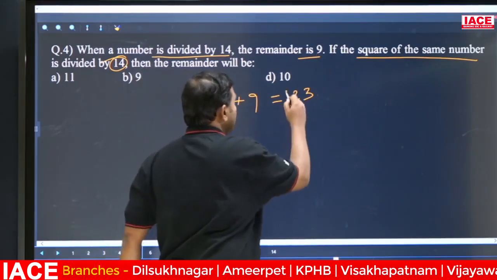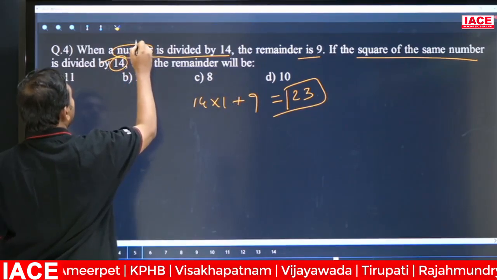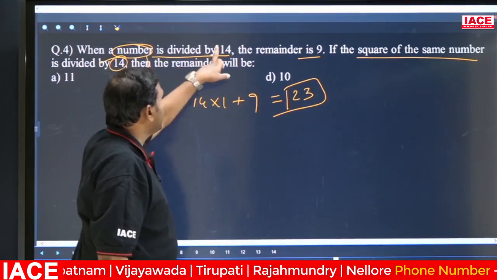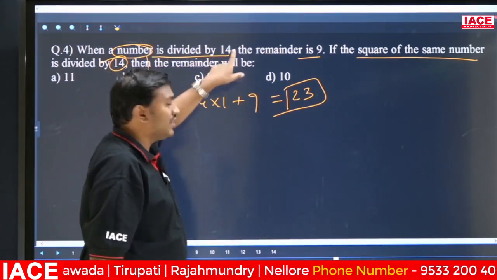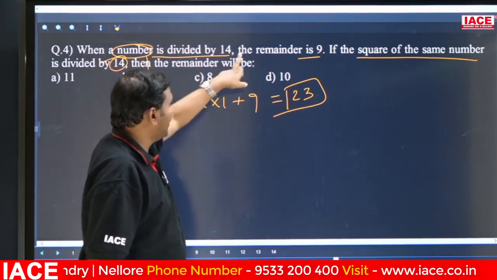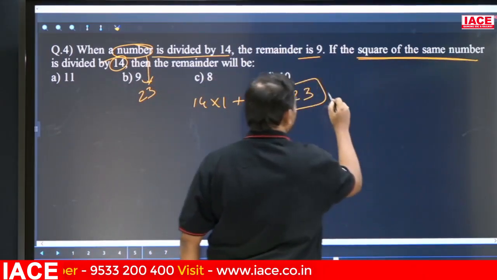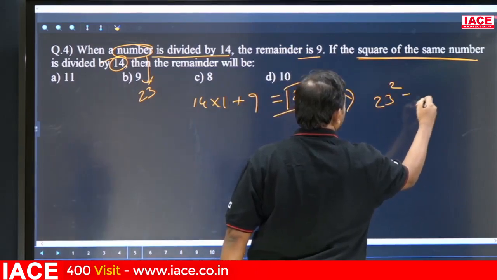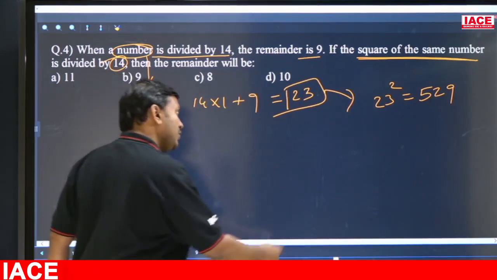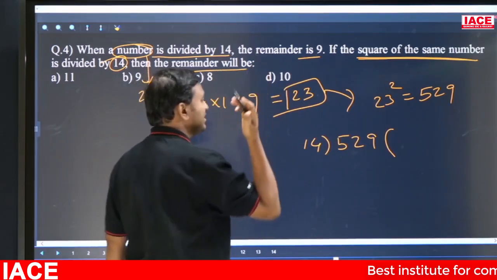So now we are getting the number. One number we are getting: 23. If 23 is divided by 14, the remainder is 9, or not? Then, what is the square of the same number? 23 squared is 529. If the square of the same number, 529, is divided by 14 again, then what is the remainder? That is what he is asking, right?